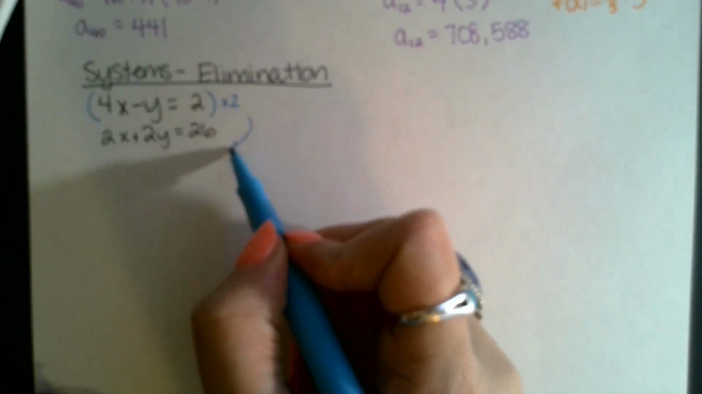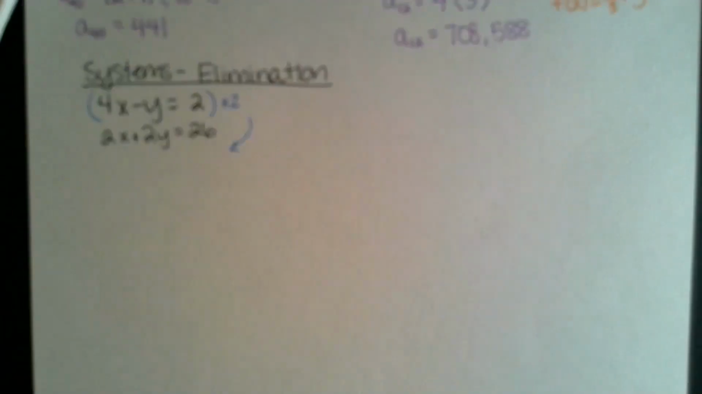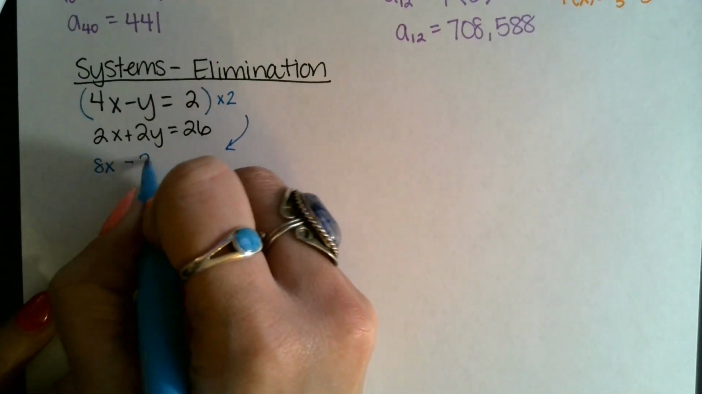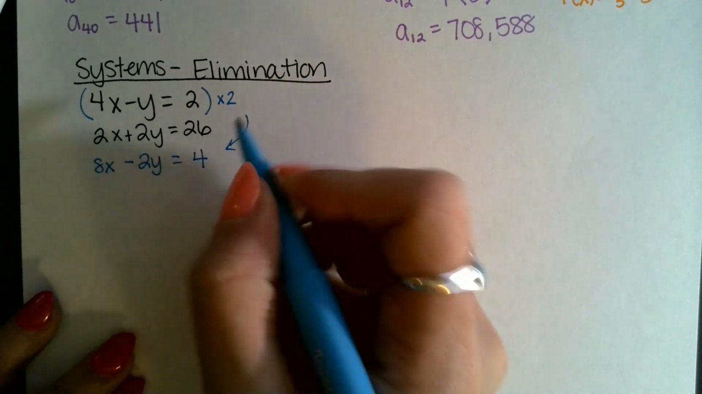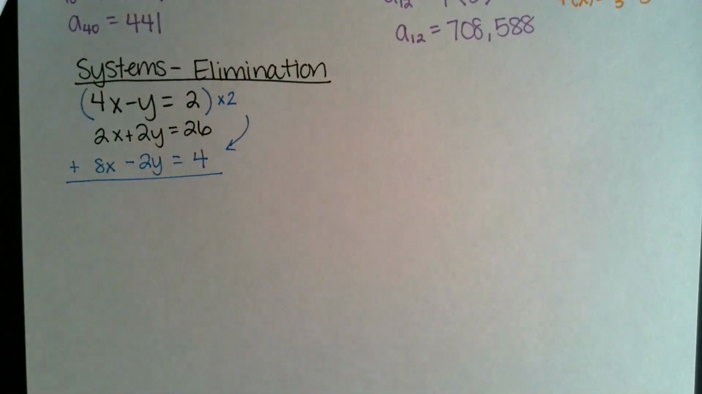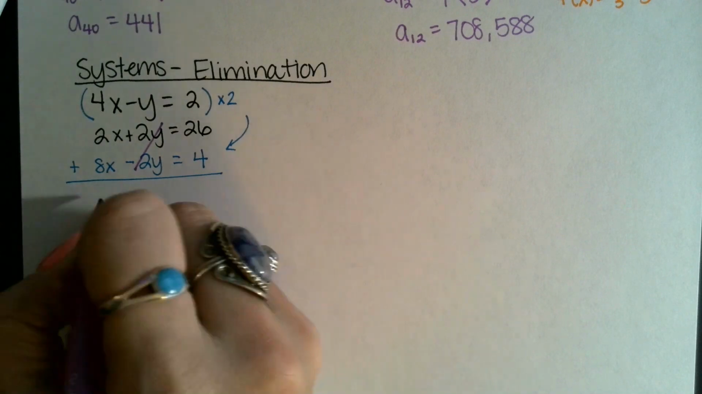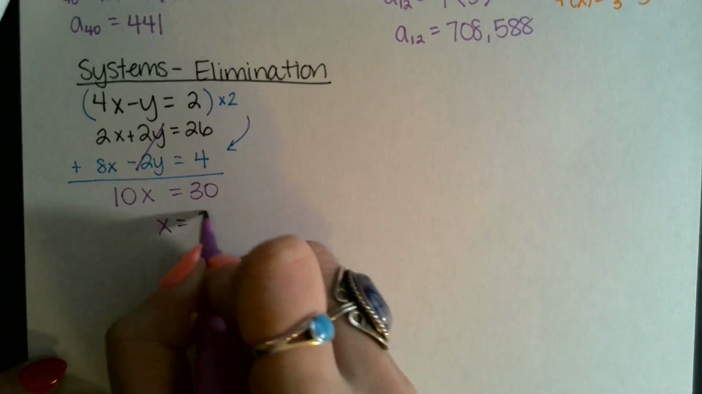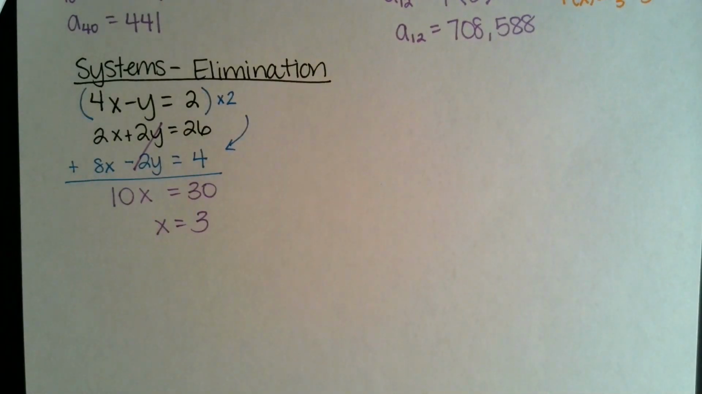I'm going to write it underneath just so that they're lined up already. So 4x times 2 is 8x minus 2y equals 4, and we add them together. Remember that they have to be lined up. X's, y's, equal signs, all of it. My y variables cancel out because that was the whole point. And I get 10x equals 30, or x equals 3. Great. That's exactly where we should be.